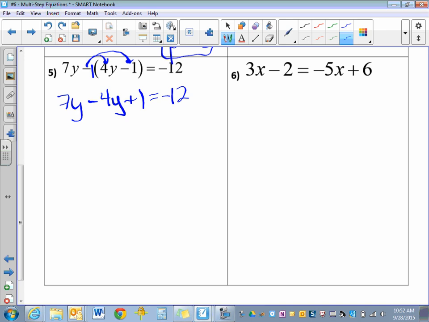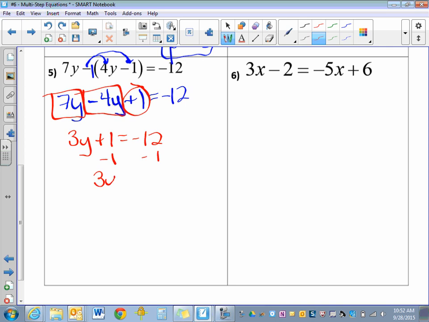Yeah, we're going to combine our 7 and our -4 together. These are like terms here. So I'm going to combine 7y, -4y, and then 1 is all by itself. Alright, so 7 and -4, 3y, plus 1 is equal to -4. Now this is just like what we did last class. Rachel, what do you think we'll do next? Very good, subtract 1. This cancels, so -12 minus 1, -13.